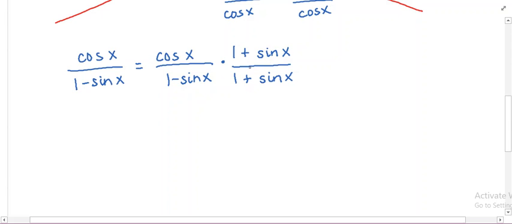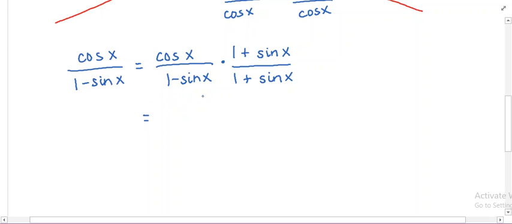You have to do that. You are essentially multiplying by some quantity over itself. 1 plus sine x over 1 plus sine x, that is 1. So you're really multiplying the original fraction by 1, so you're not changing the original problem. All right, so let's do that. Let's see what multiplying by the conjugate does for us.